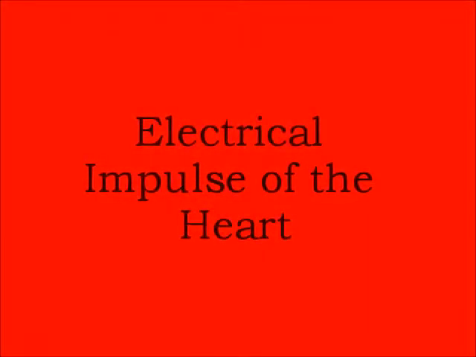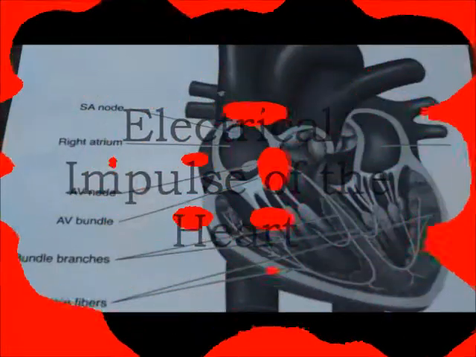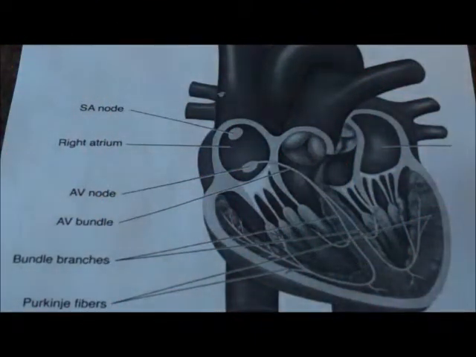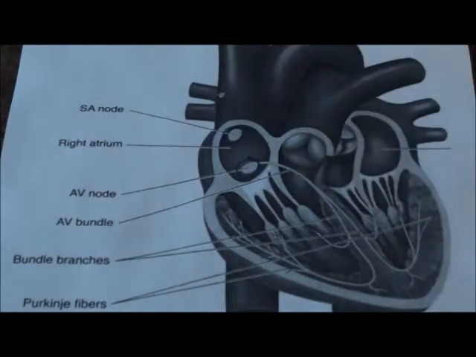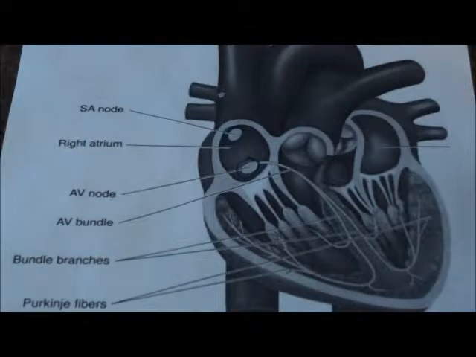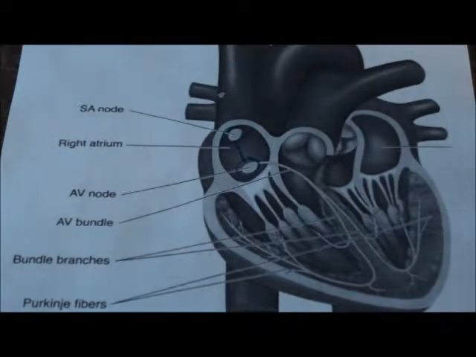The second to be demonstrated is the electrical impulse of the heart. The contractions of the heart are initiated and propagated by the SA and AV nodes. The SA node is the pacemaker of the heart. It initiates an electrical impulse which passes on to the AV node. The AV node holds the impulse for 1/10 of a second.